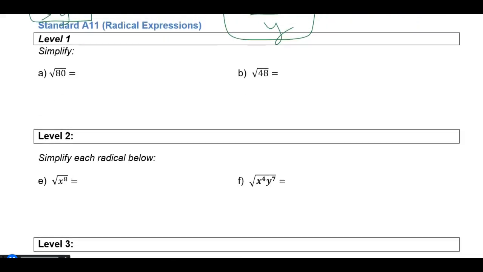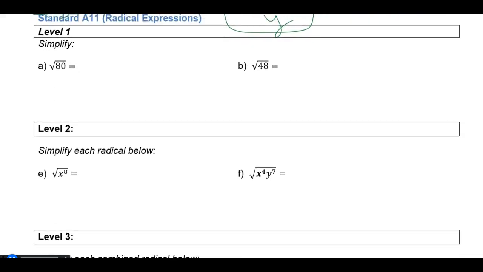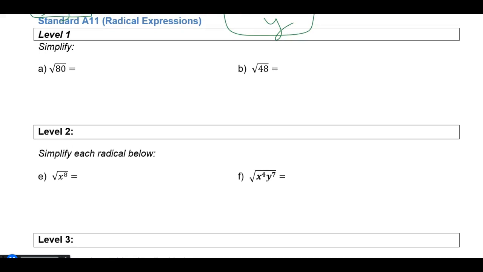Let's move up to the radical expressions. So, level 1. Let's do this in blue. We're looking for perfect squares, but the other way is just to do prime factorization where everything goes down. I like that way, so I'm going to do it that way. You can do it whatever way you want.